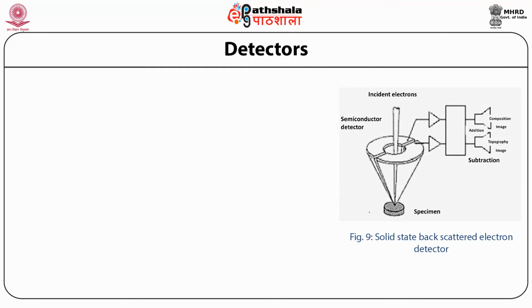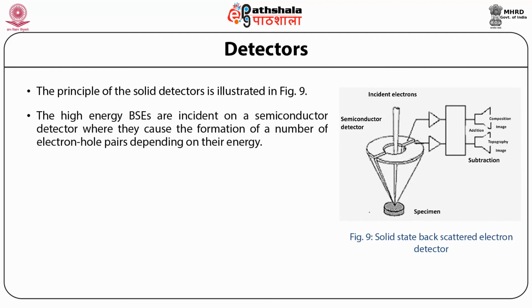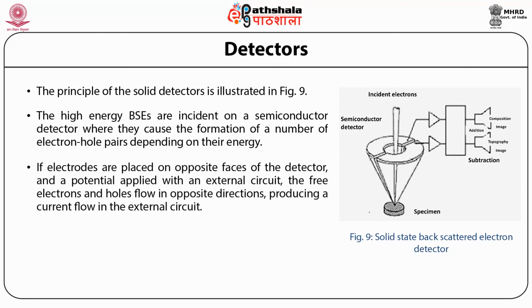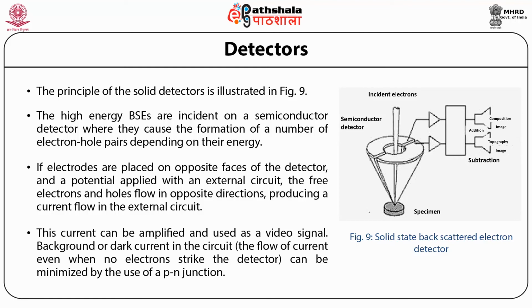The principle of the solid-state detectors is illustrated in figure 9. The high-energy backscattered electrons are incident on a semiconductor detector where they cause the formation of a number of electron-hole pairs depending on their energy. If electrodes are placed on opposite faces of the detector and a potential applied with an external circuit, the free electrons and holes flow in opposite directions, producing a current flow in the external circuit. This current can be amplified and used as a video signal. Background or dark current in the circuit, the flow of current even when no electrons strike the detector, can be minimized by the use of a PN junction.